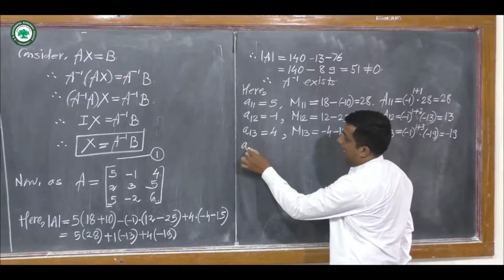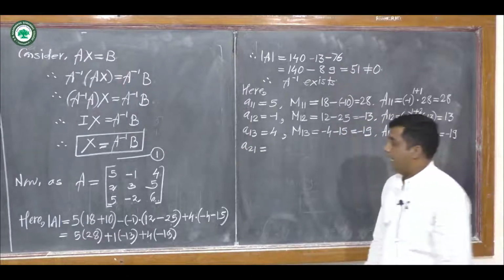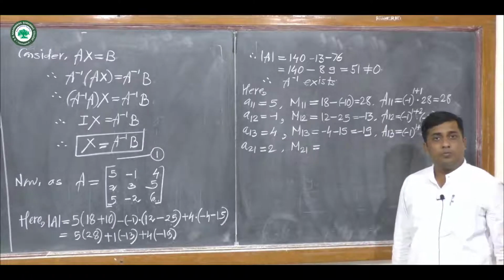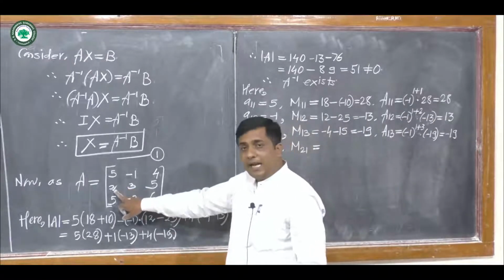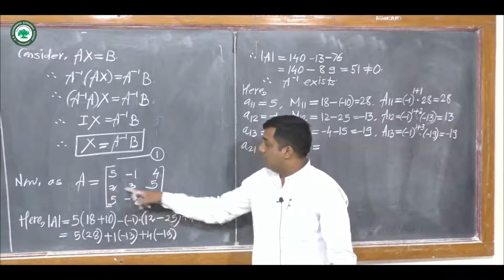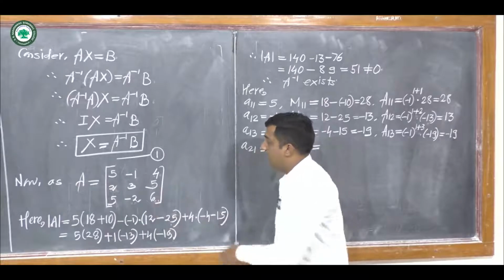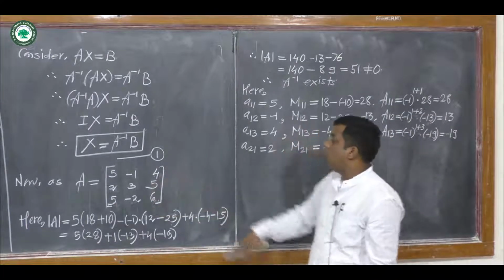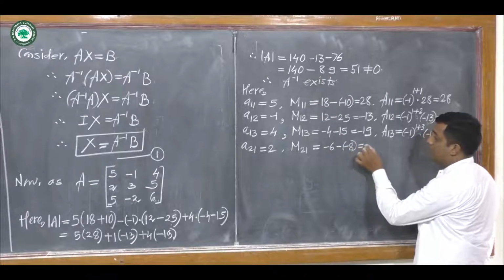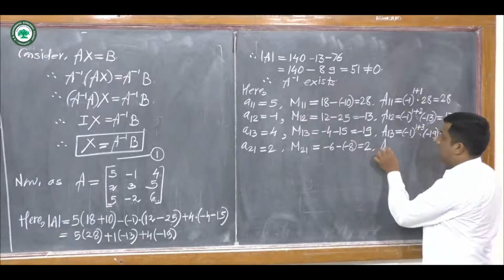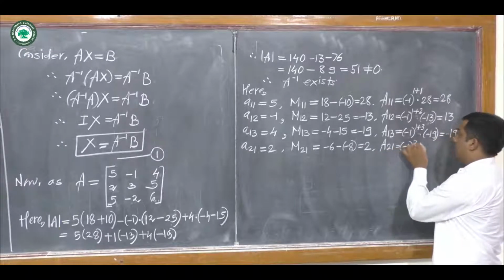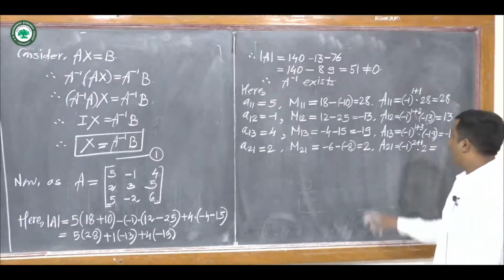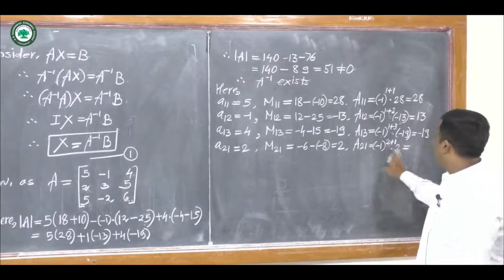Next, we consider A21, which is 2. Its minor M21 is in the second row and first column, so we delete the elements of the second row and first column. Here minus 1 into 6 is minus 6, then with minus sign, minus 2 into 4 is minus 8, and lastly we get 2. Then its cofactor A21 is minus 1 raised to 2 plus 1 into the minor 2. Minus 1 cube is minus 1, and minus 1 into 2 is minus 2.